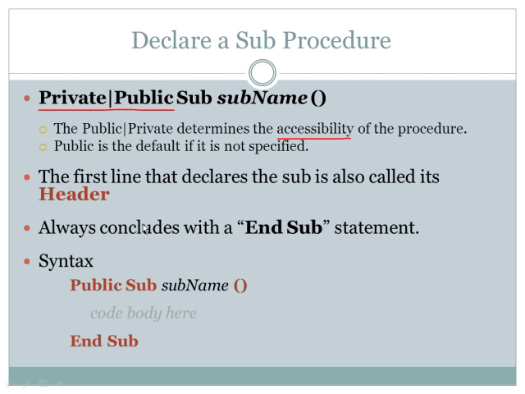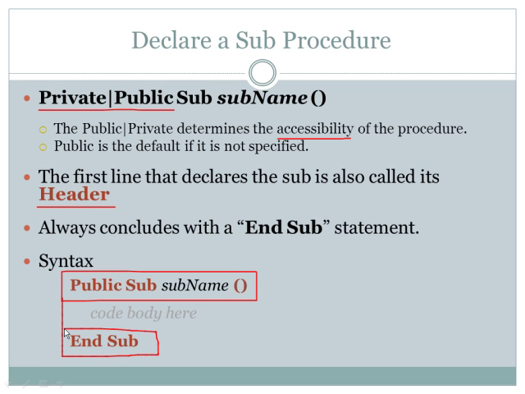Public is the default. Now the first line of our sub-procedure, which declares it, is called the header of that sub-procedure. Each sub-procedure encloses code between that header and the End Sub, and then you have your code body, whatever you want to execute between the two.